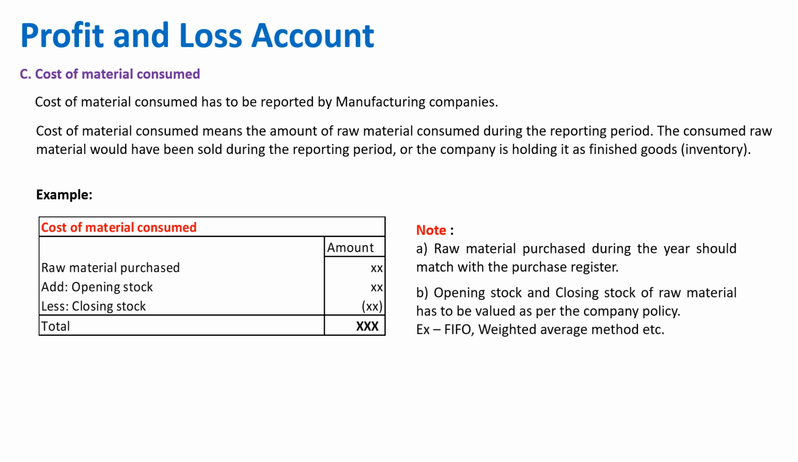Second point, opening stock and closing stock of raw material has to be valued as per the company policy. So if the company is following FIFO or weighted average method, then you have to revalue the opening stock and closing stock at that rate, and then you have to apply this formula. Why I'm talking about this? Because certain companies follow standard costing. In that case, you can't apply standard costing. You have to convert the standard costing to the company policy requirement like FIFO, weighted average or moving average, and then that number has to be applied here in this formula.